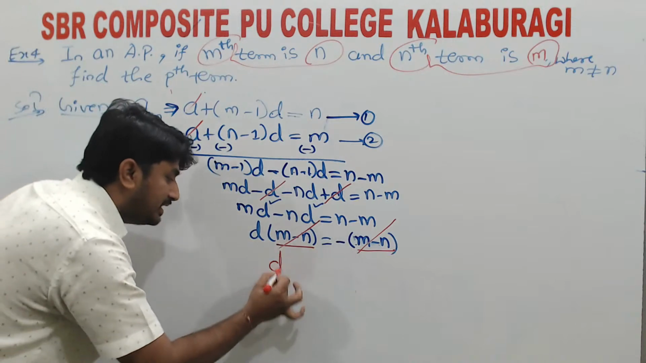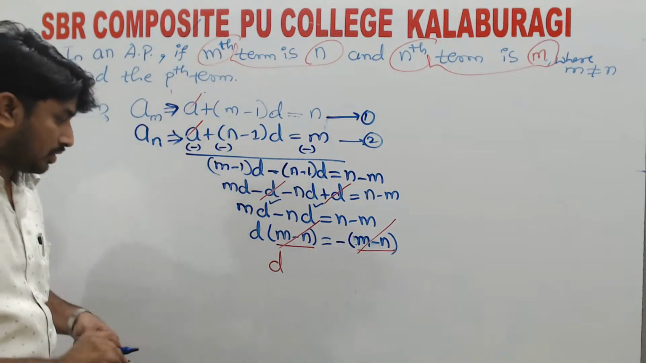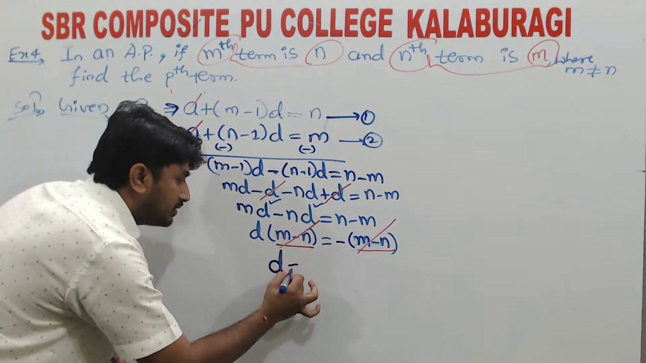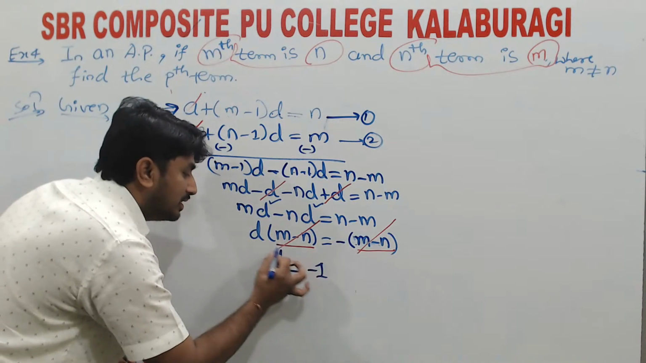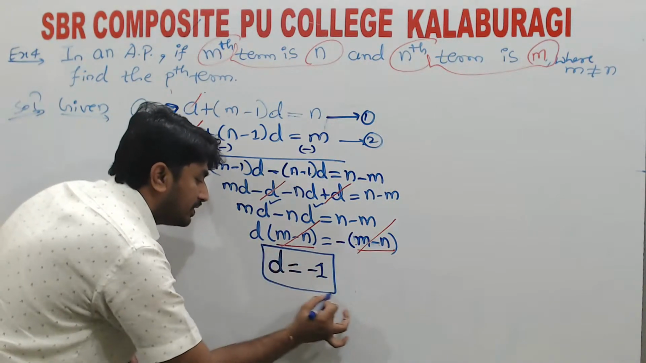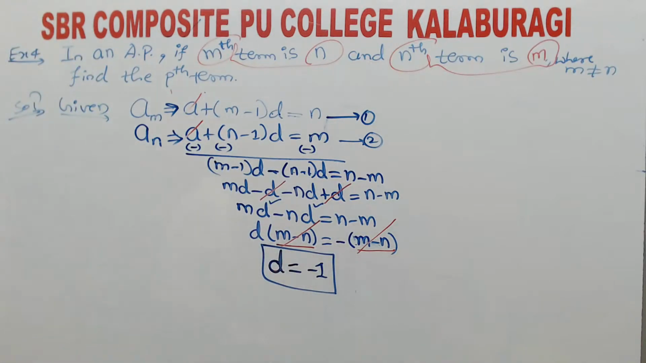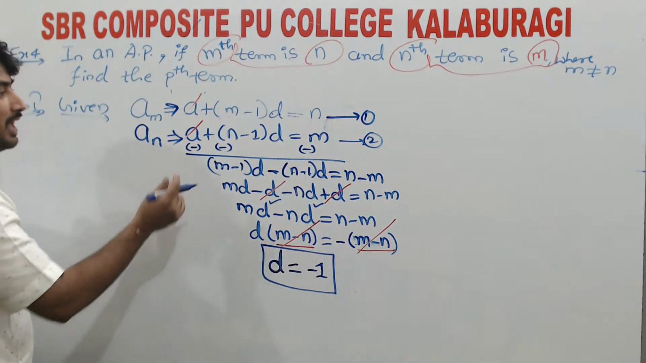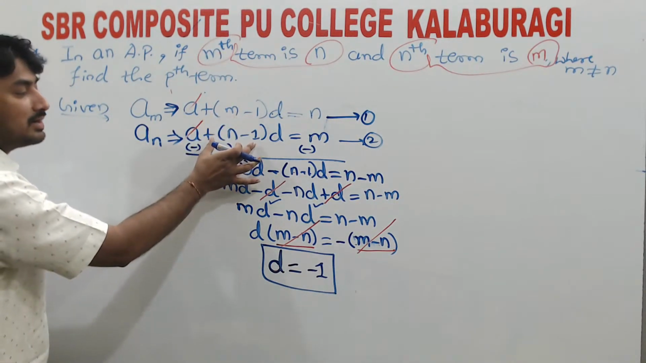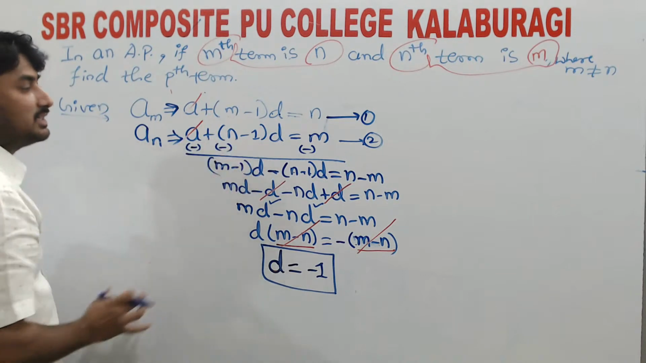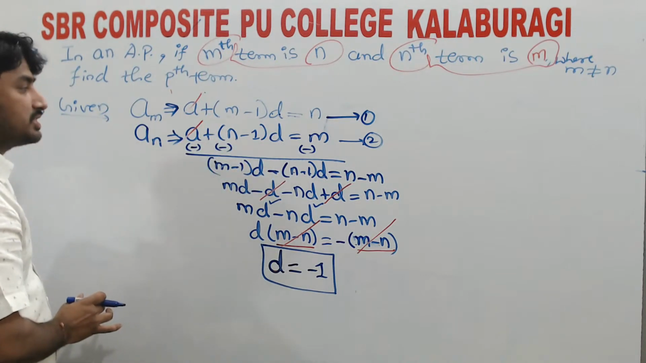So the common difference d is equal to minus 1. Therefore the common difference value is minus 1. By putting the common difference into either the first equation or the second equation, you will get a value, which means the first term value.